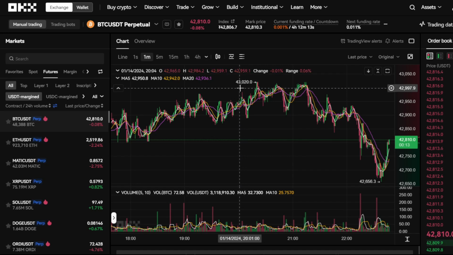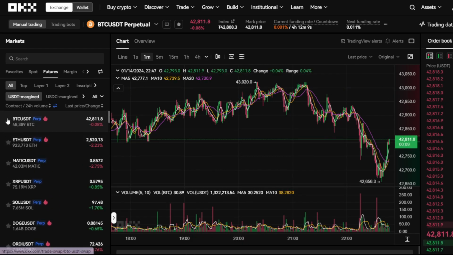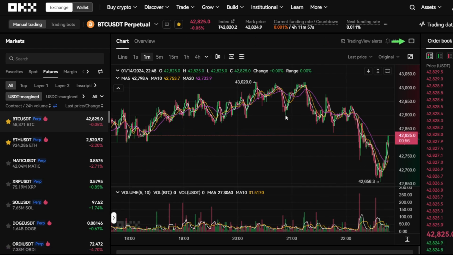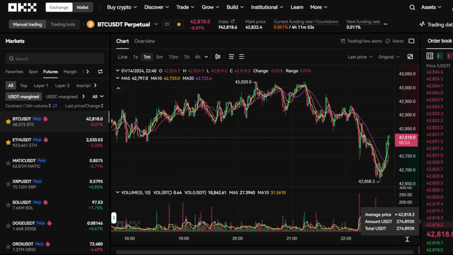Okay, let's talk about the interface. Here you select what currency you want to trade. There are a lot of coins. You can add to favorites the assets you trade the most, so you can quickly switch between them. This is the current price and index price. You can see here the chart of the changing coin price. This is the order book that shows the prices and volume of buying and selling deals.